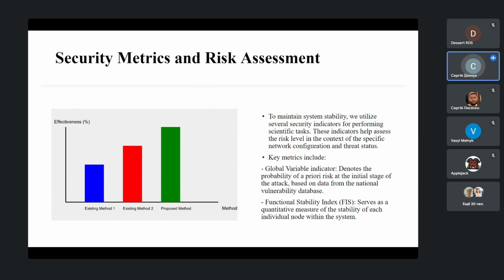The Function Stability Index serves as a quantitative measure of the stability of each individual node within the system. This metric allows for a more nuanced understanding of network security and helps prioritize countermeasures based on the most critical vulnerabilities and potential impacts.